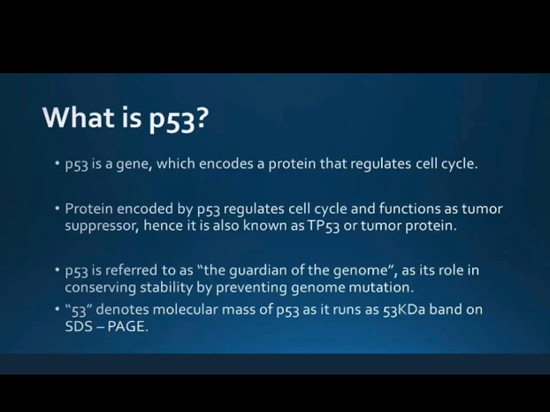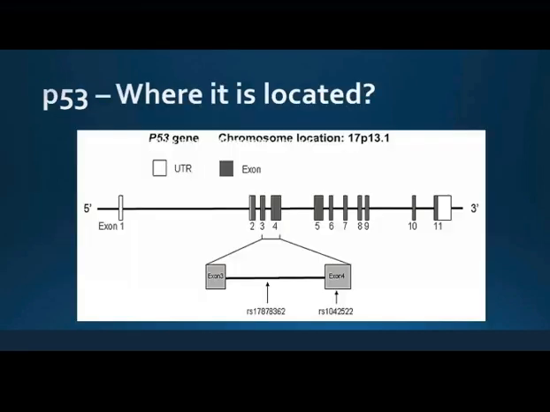p53 is referred to as the guardian of the genome, as it has a role in conserving stability by preventing genome mutation. The 53 denotes the molecular mass of p53, as it runs as a 53 kDa band on SDS-PAGE. Where is it located? It is located on chromosome number 17.